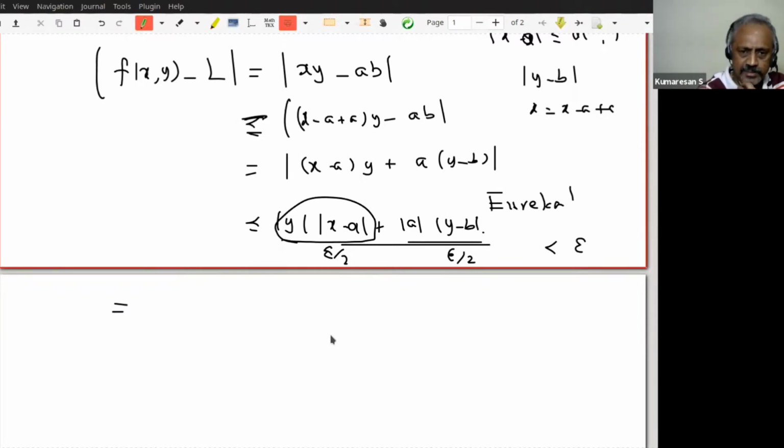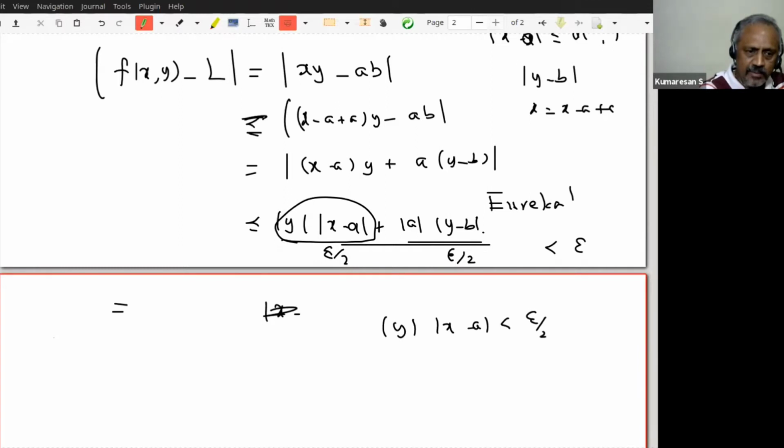Now how do I make sure? That means mod x minus a, I will just break it and go. So I want mod y into mod x minus a to be less than epsilon by 2. What is it that I want to find? I want to find a delta. What does delta deal with? It deals with x minus a and y minus b. If you want, mod square, or square of this plus square of this and square root. So don't get too worried about that. So the delta will involve mod x minus a and mod y minus b.